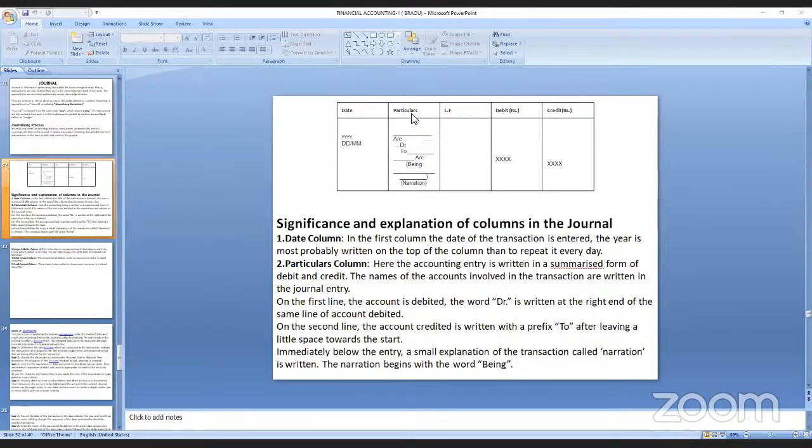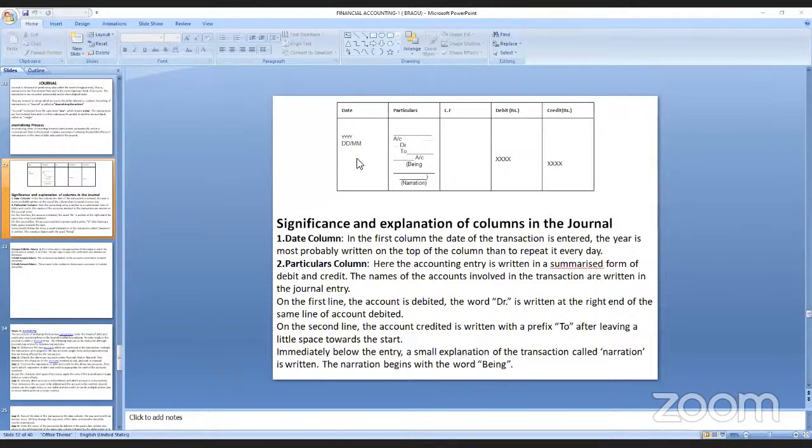First is the date, particulars, LF, debit, credit. In the date, you write on which date you made the purchases or sales, and what amount. For example, if you are writing purchases account debit to cash account, it means the goods are purchased for cash. So one will be on the debit side, the other will be on the credit side. Got my point? So now, the significance and explanation of the columns.